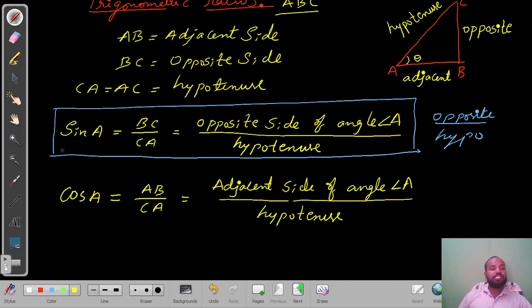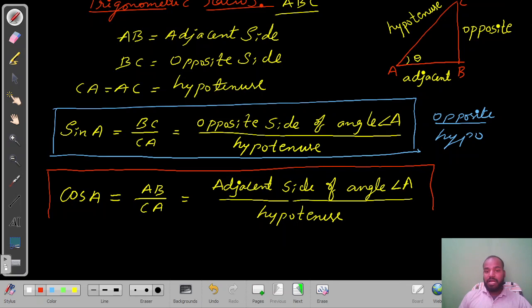So this is your cos value. Remember clearly. Okay, I will say one more time. What is cos value? Cos A is adjacent side by hypotenuse. Adjacent side by hypotenuse.